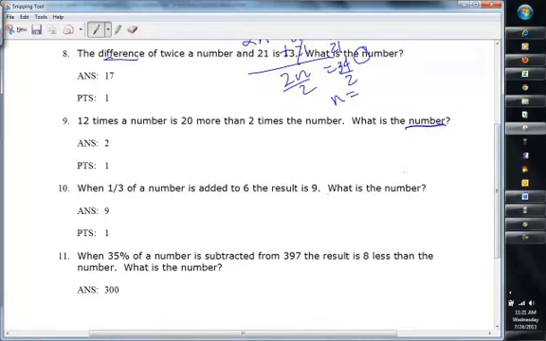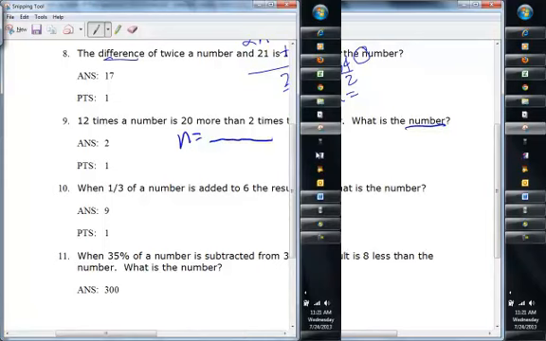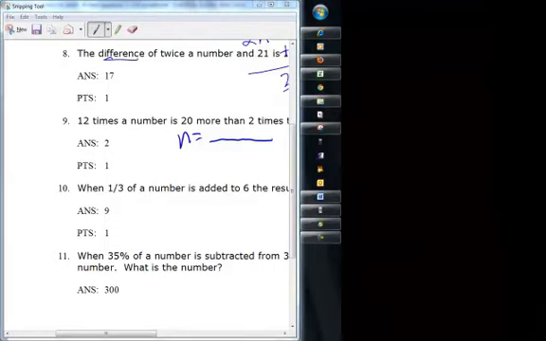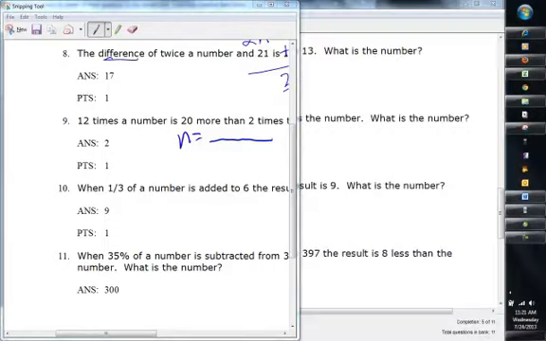What is the number again? So n equals blank. 12 times... What happened there? Oh. One second while I get my computer in the right direction again. There we go.